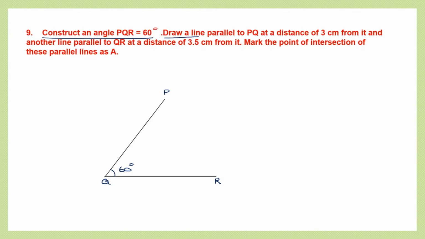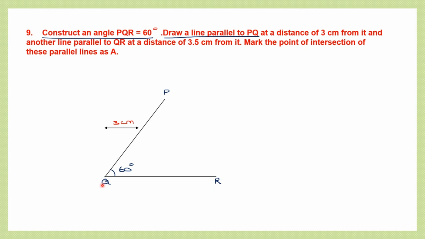Here it says draw a line parallel to PQ. So this is PQ. A line parallel to this means it should come this way, and it says clearly at a distance of 3 centimeters from it. So the distance between PQ and the next parallel line is 3 centimeters. Now in the previous question, we learned to construct a parallel line at a particular distance, and I taught you two methods. You can use any one of those methods. In this case, I'm going to use the second method.